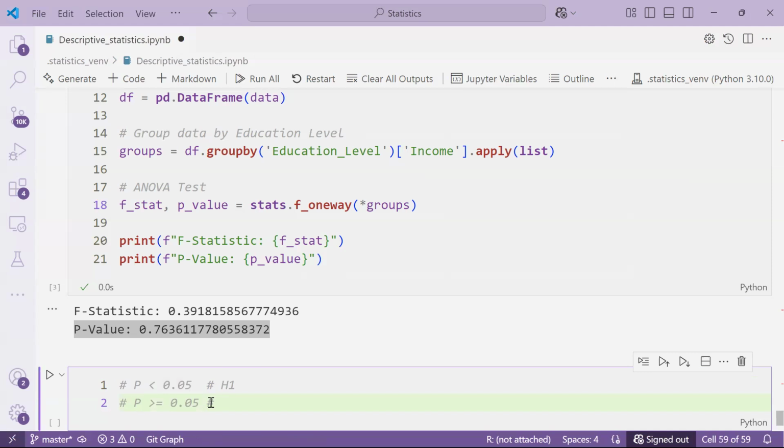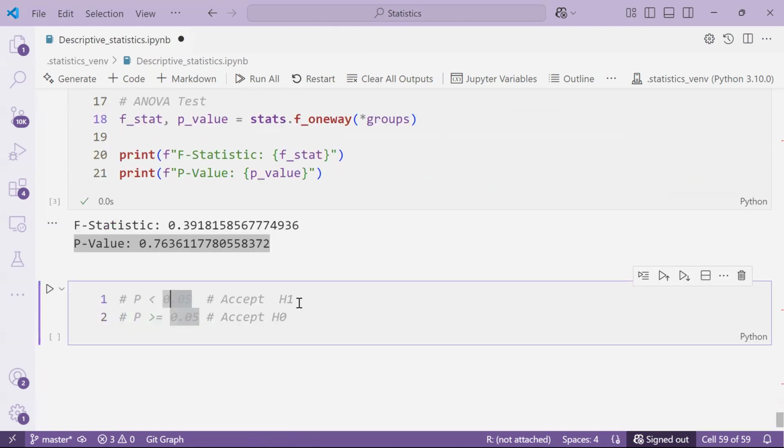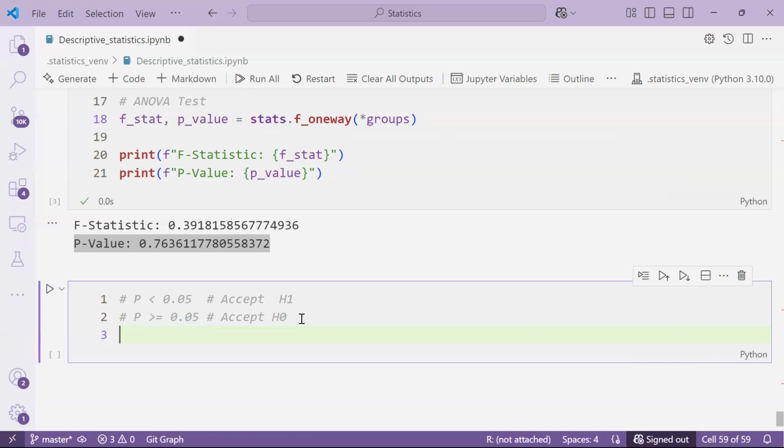What I explained, please tell me. If p is greater than 0.05, then we fail to reject the null hypothesis. So if it is less than 0.05, we are accepting H1, and if it is greater than 0.05, we are accepting H0. I don't want to confuse you, but whatever I explain, those are exactly the terms we should use.